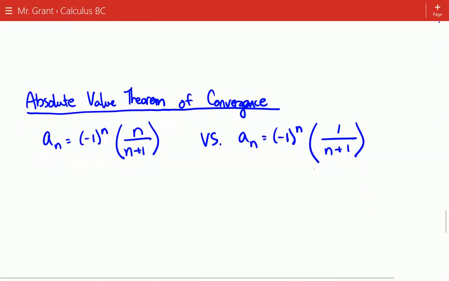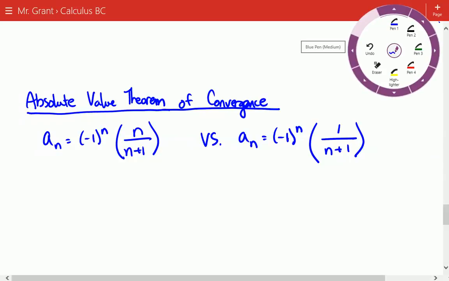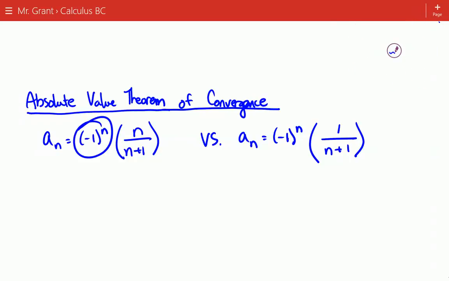Alright, let's finish up. There are some more gnarly sequences that if you try to take the limit of them, life gets a little bit more confusing. One of those cases is a sequence where you have negative 1 to the nth power. And all the negative 1 to the nth power is going to do is every time n is an odd number like 1 or 3 or 5, it's going to make your answer negative. However, if n is an even number like 2 or 4 or 6, it's going to make the answer positive.